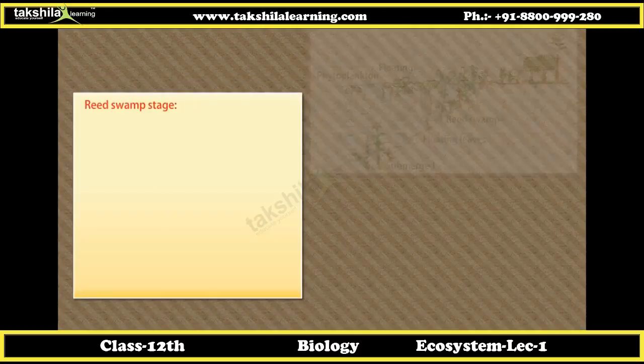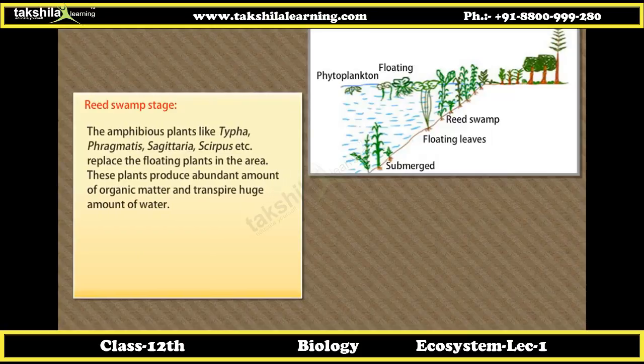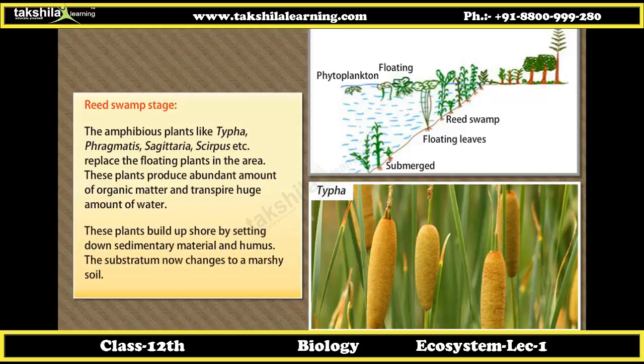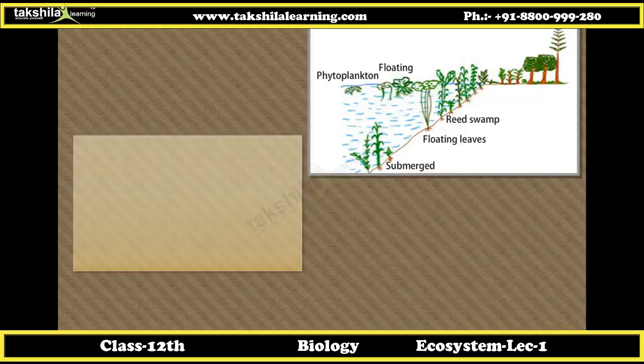Reed swamp stage. Amphibious plants like Typha, Phragmites, Sagittaria, Scirpus, etc. replace the floating plants in the area. These plants produce an abundant amount of organic matter and transpire a huge amount of water. These plants build up the shore by setting down sedimentary material and humus. The substratum now changes to a marshy soil.